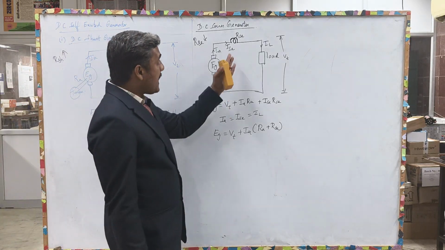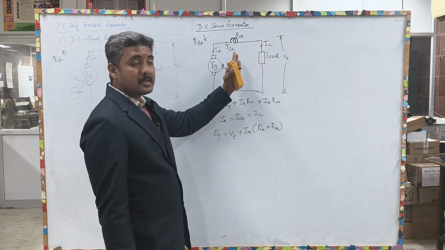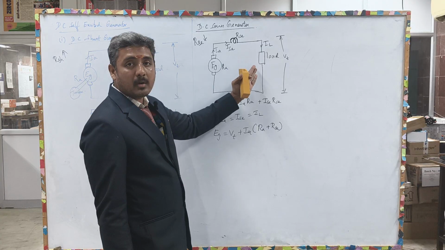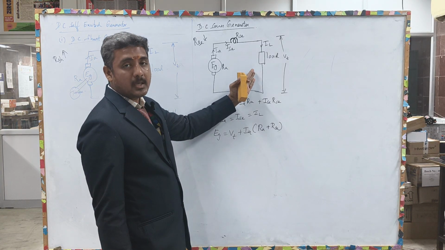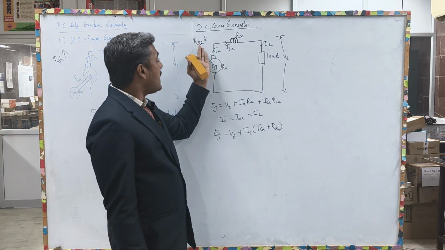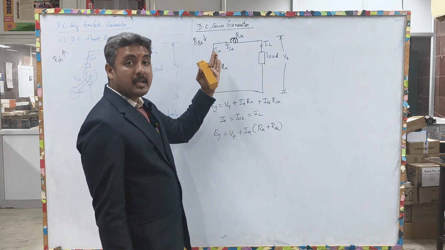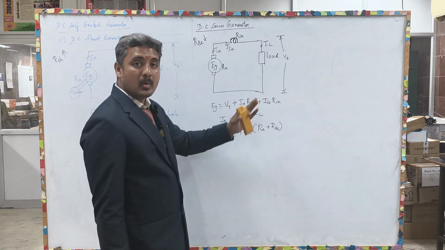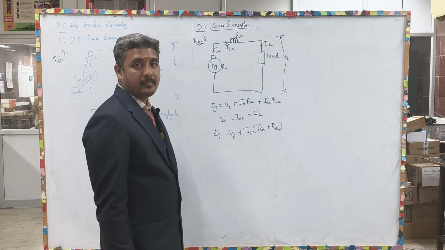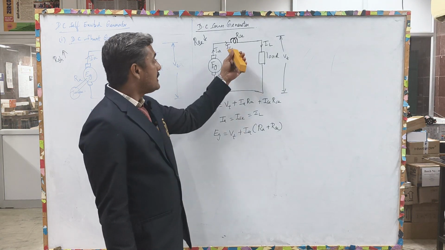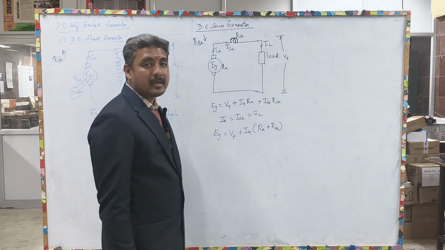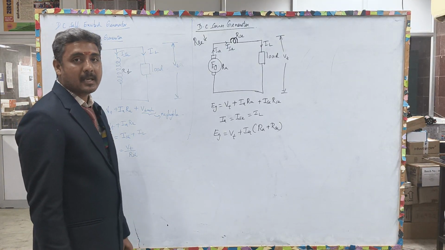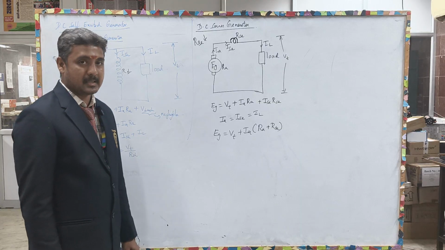If this RSE is very high, then what happens? The entire supply will have a drop here, and only the remaining amount of voltage will appear across this load. That is why the RSE is very low and the supply will be given to the load in an efficient way. Okay. And this RSE is having a thick winding when compared with the RSH. RSH has a high amount of resistance, RSE has a very low value of resistance.